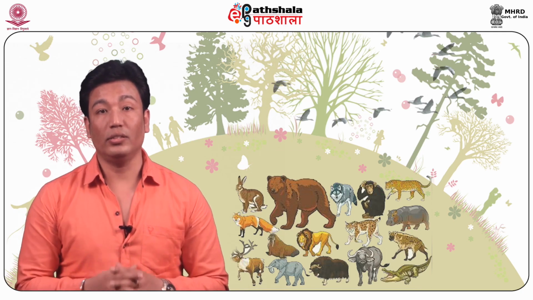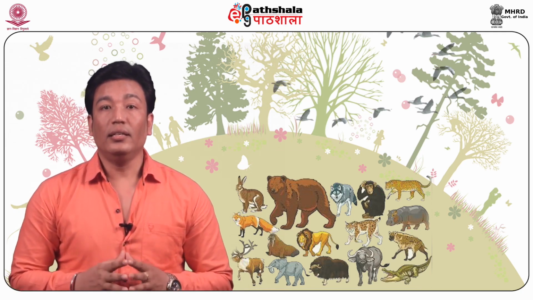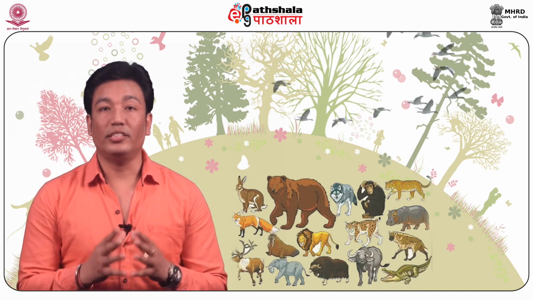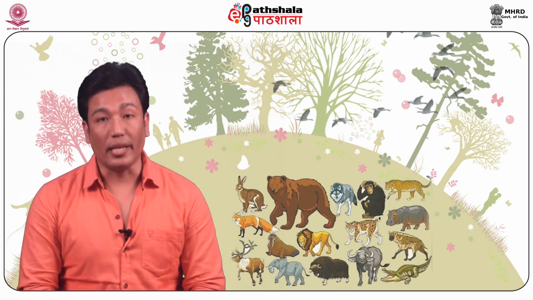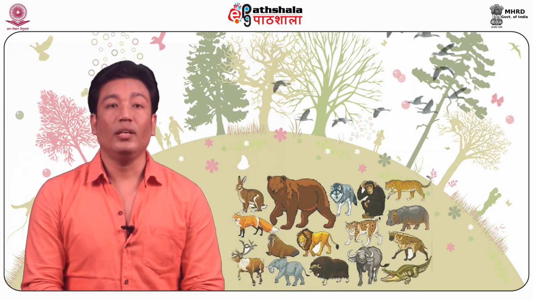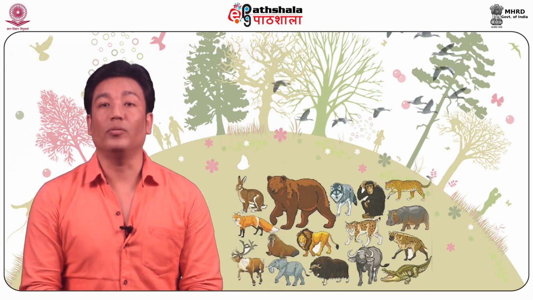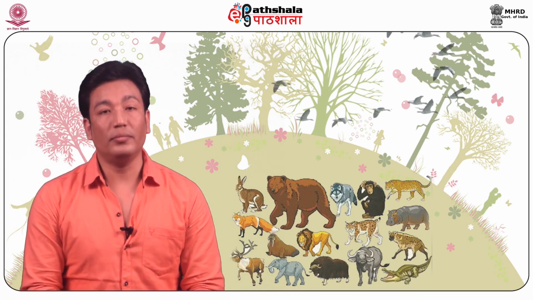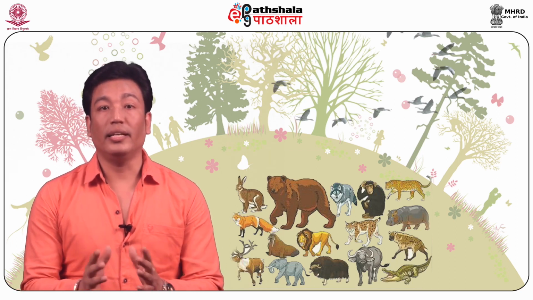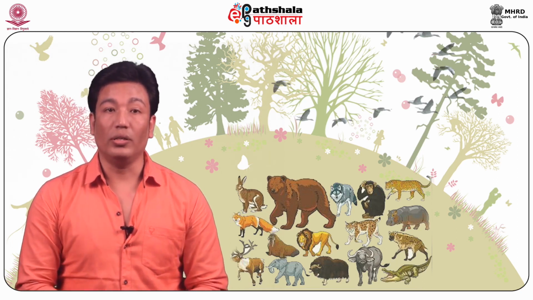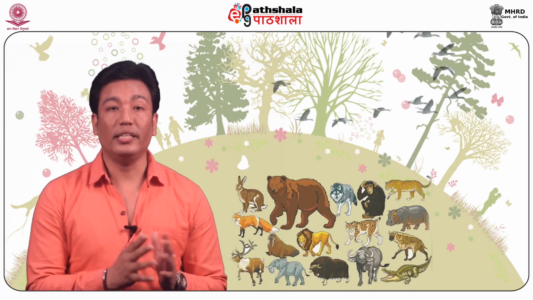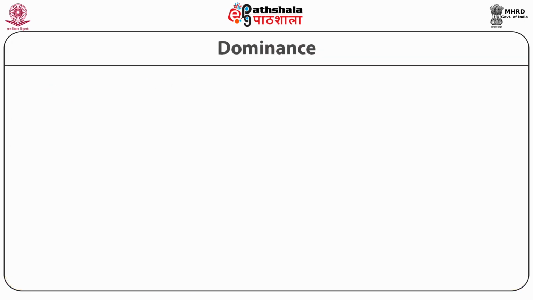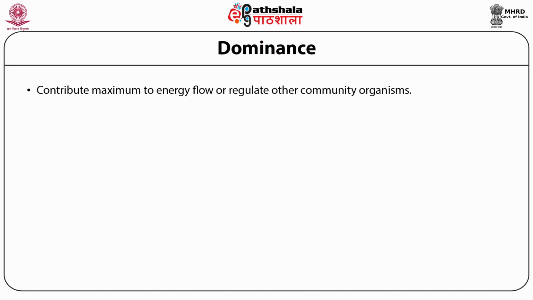For example, Alnus glutinosa, alder, is the tree dominating in the Western Europe woodland areas. They are used to classify or identify the type of ecology. In a community, we can consider a species as dominant on the basis of the following: either they are occupying maximum space or community habitat, or have the highest biomass, or play a critical role in nutrient cycling, contribute maximum to energy flow, or regulate other community organisms.